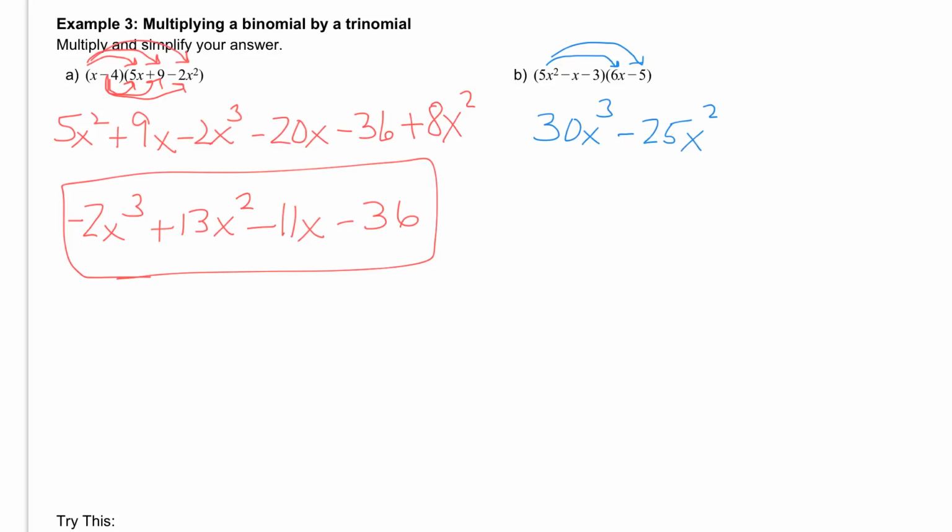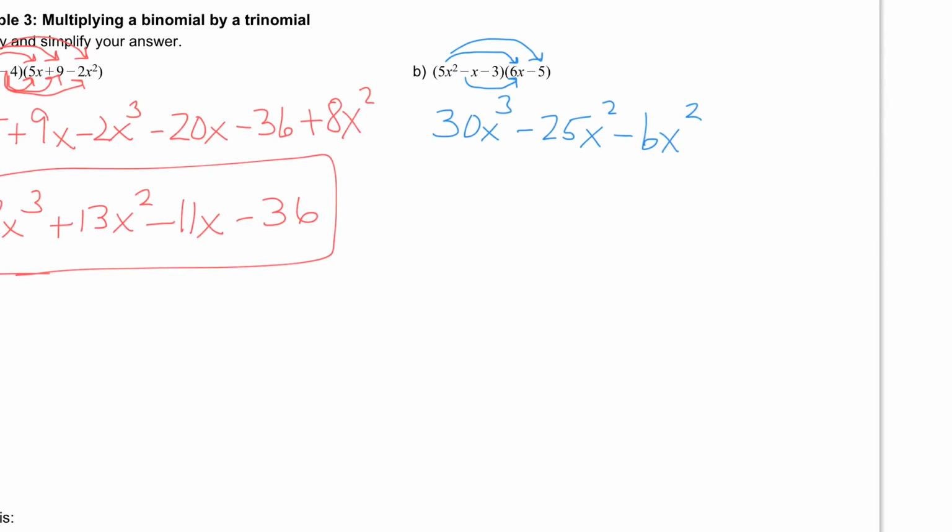Then I'm going to move to the negative x. So I have negative x times 6x, which is negative 6x to the second. Then I'm going to take negative x times negative 5, which gives me a positive 5x. And then lastly, I need to move to my negative 3. So I'm taking this negative 3 times 6x, which would give me negative 18x. And then I'm taking this negative 3 times negative 5, which is a positive 15.